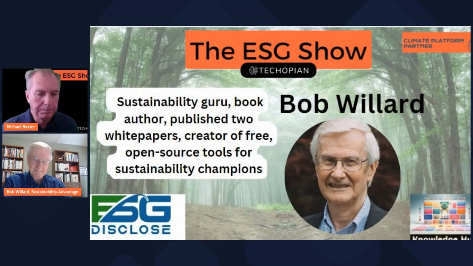Good. Okay. So Bob is a sustainability guru. In the last 12 years, he has authored 6 books, published 2 white papers, given over 1,700 presentations, and created over a dozen free open source tools for sustainability champions. Now, Bob, you recently told me that ESG considerations are what companies used to pay attention to when they had nothing better to do. Now they are a business imperative. Can you clarify?